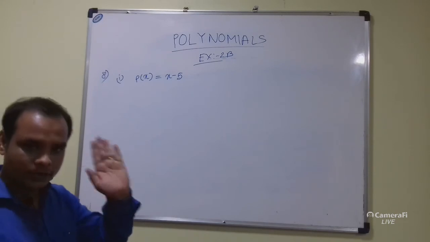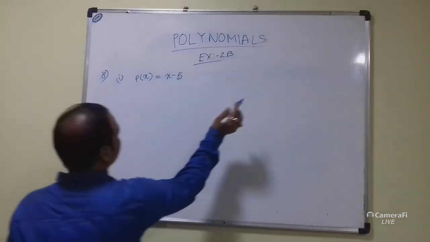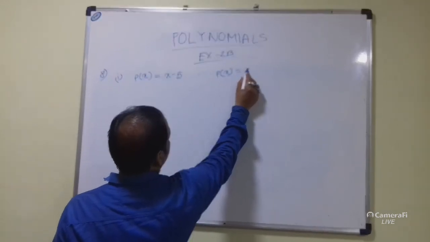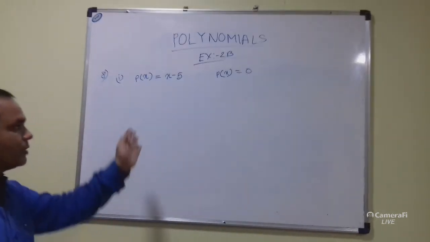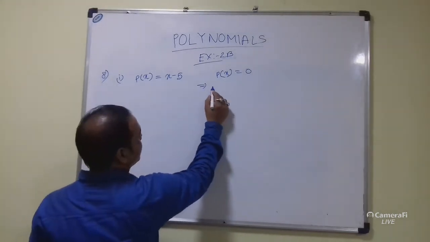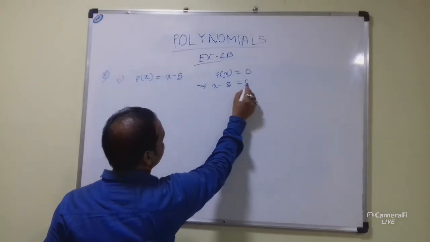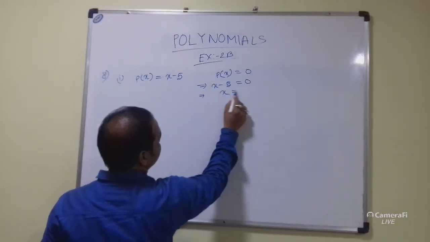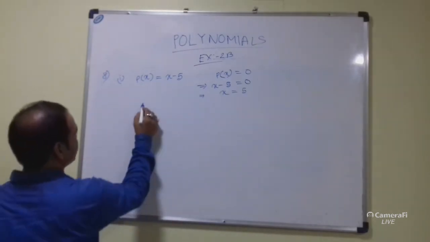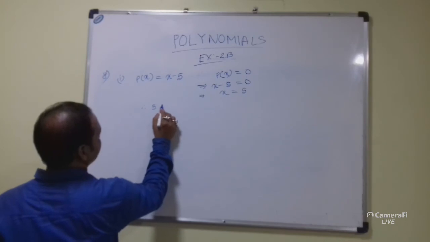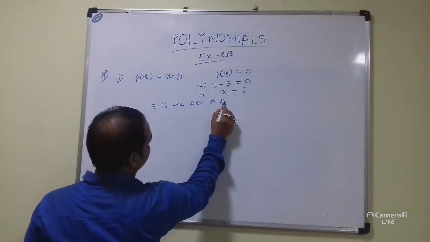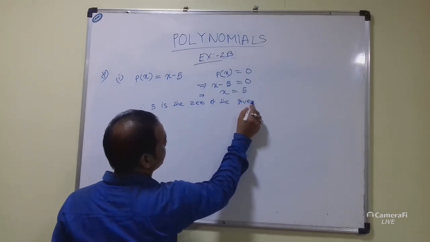So to find the zero of the given polynomial, at first we have to take p of x equal to 0. So p of x means x minus 5. So this implies x minus 5 is equal to 0. So this implies x is equal to 5. So we have to write the answer: therefore 5 is the zero of the given polynomial.